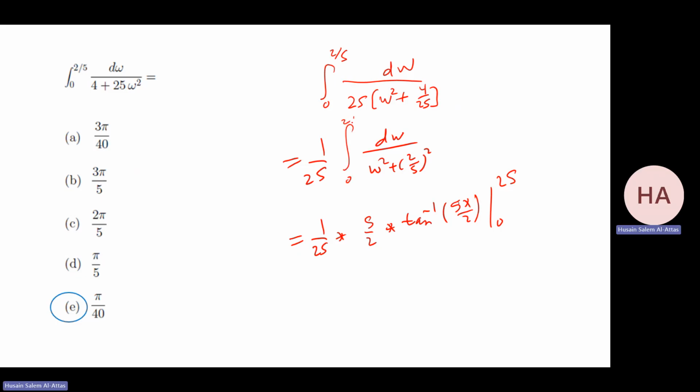This is from 0 to 2 over 5, not 25. Yeah, from 0 to 2 over 5, sorry. That gives me 1 over 10 times tan inverse of 1, which is pi over 4, minus tan inverse of 0, which is 0. So that gives me pi over 40.